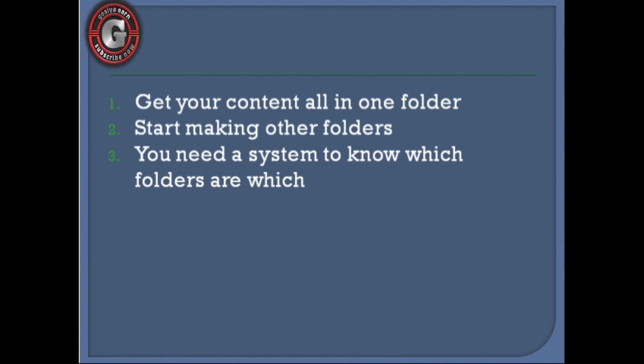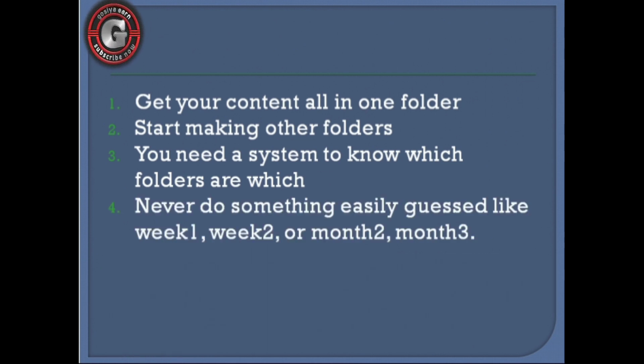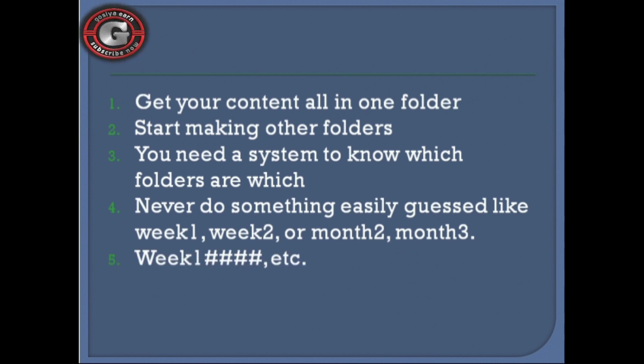So once you figure out your delivery plan, then you can do week 1, week 2, week 3, and so forth, or month 1, month 2, month 3, and so forth. But you never want to do something that is easily guessed, like week 1, week 2. You always want to add some sort of numbers after it or before it. But you still want to keep it where you know exactly what week 1 and 2 and so forth are. You don't want to do something random, like a bunch of numbers. You want to make it so you understand what it is, but at the same time, other people can't guess it.